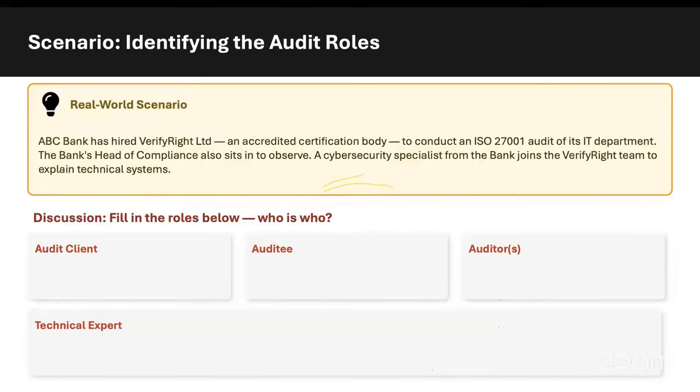Who is who? Who is the audit client? From the definitions that we've given earlier in the previous slide, who is the auditee? Who is the auditor? And who is the technical expert? Let me check who is responding.